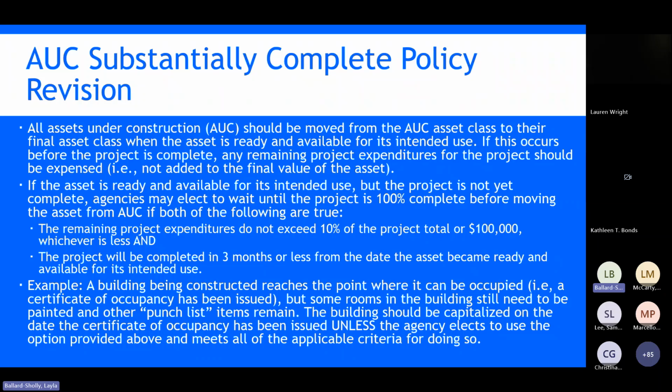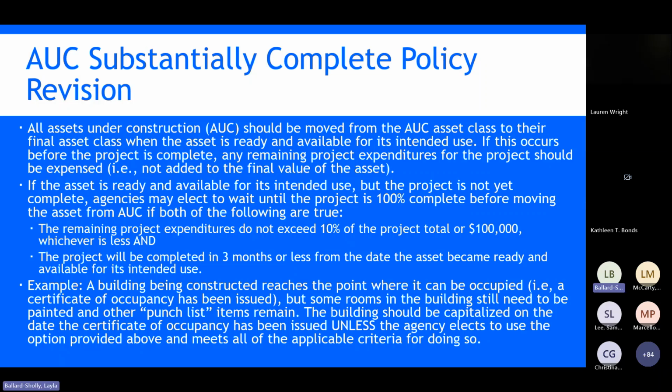It's not in accordance with GAAP. I think prior it was saying if it was 90% complete to go ahead and move it. That's wrong. Please don't do that. Technically, to be in accordance with GAAP, assets under construction should be moved from the AUC asset class to their final asset class, whatever that is, a building or software or whatever, when the asset is ready and available for its intended use, which is the point when every asset should be capitalized.